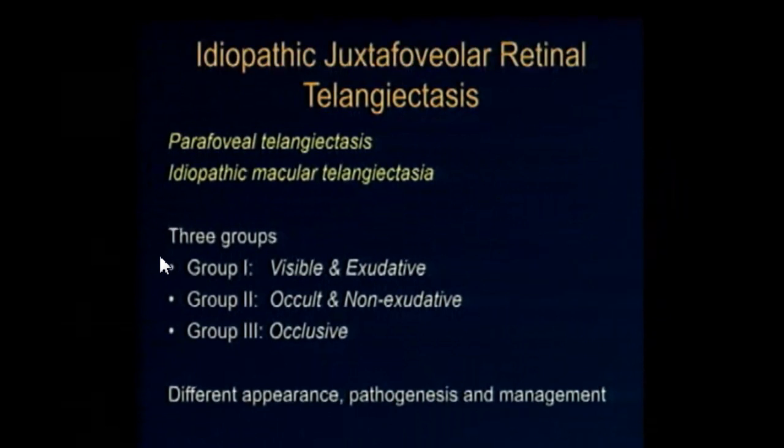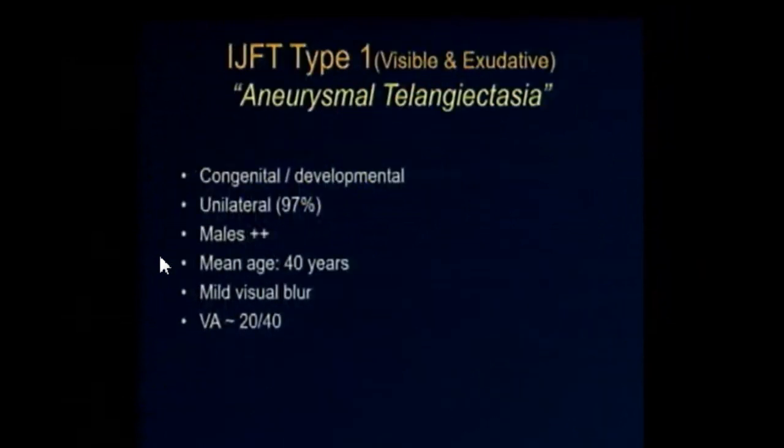And Gass described three groups. Group 1, which is usually unilateral, okay? And where you see the telangiectasis. You can clinically see. It almost looks like a diabetic retinopathy that's limited to the foveal area, okay? In group 2, you don't see the telangiectasis clinically, but you can detect them if you have a high index of suspicion and if you do a fluorescein angiogram. And group 3 is very, very rare. I have one case, and there have been like a handful of cases described in the literature. I'll tell you a little bit about it, okay? They are different in appearance, in pathogenesis, and management.